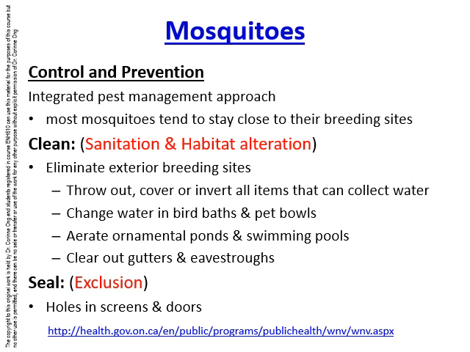Ornamental ponds and swimming pools need to be aerated so that the surface of the water is continuously agitated to prevent mosquitoes from laying their eggs. Gutter and eaves troughs should also be cleared. For exclusion, any holes in window screens and doors should be sealed.